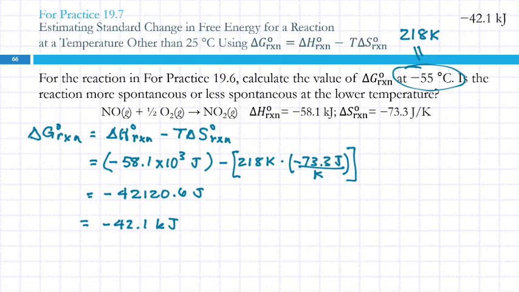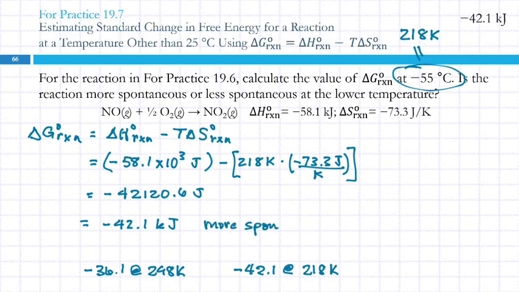More spontaneous or less spontaneous? Is it more negative or less negative than it was before? It's more negative. It had been minus 36.1 at 298, and it's minus 42.1 at 218 Kelvin. So it's more spontaneous. Any questions?